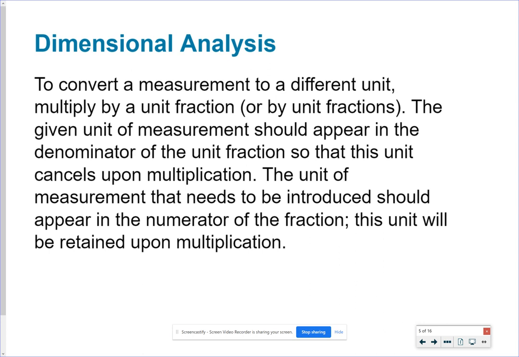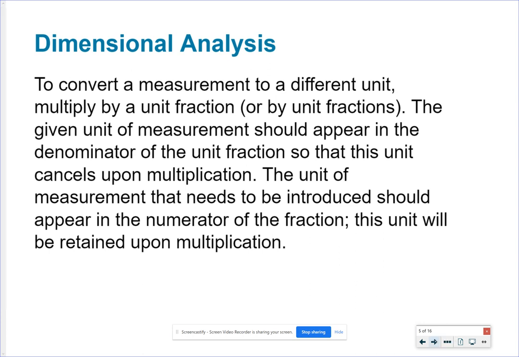So to convert a measurement to a different unit, you multiply by a unit fraction or by unit fractions. Sometimes you have to multiply by more than one. The given unit of measurement should appear in the denominator of the unit fraction so that it cancels upon multiplication. The unit of measurement that needs to be introduced should appear in the numerator, which is the top, so that this unit will be retained upon multiplication. What the heck does that mean? We'll see in an example.